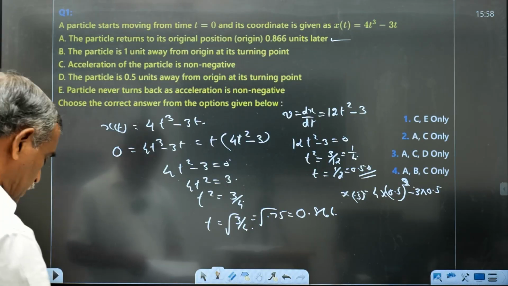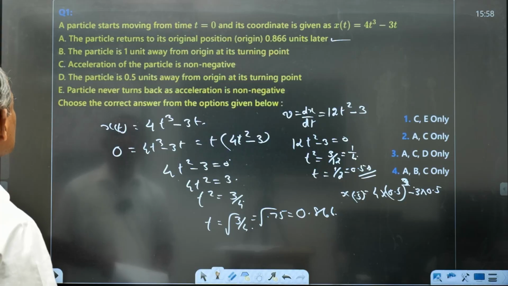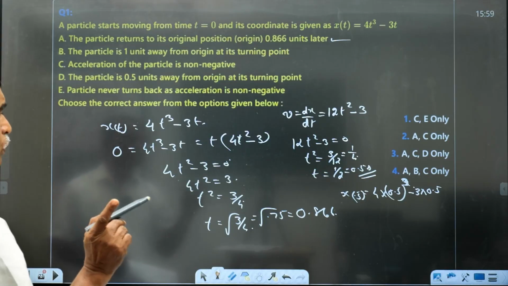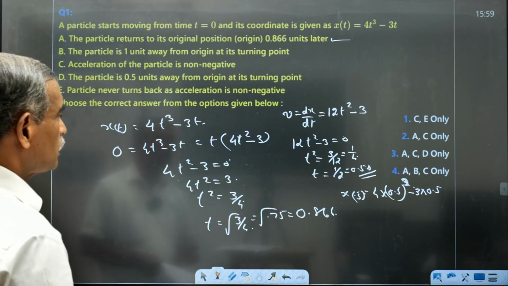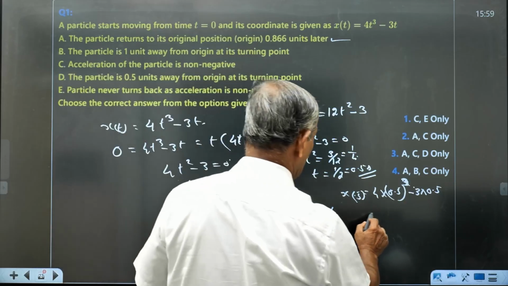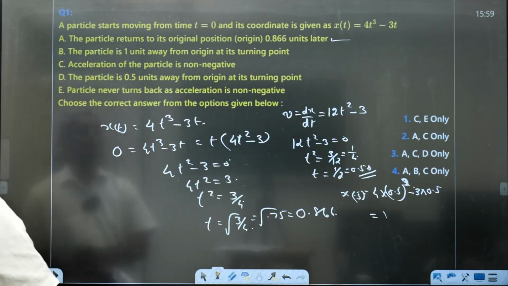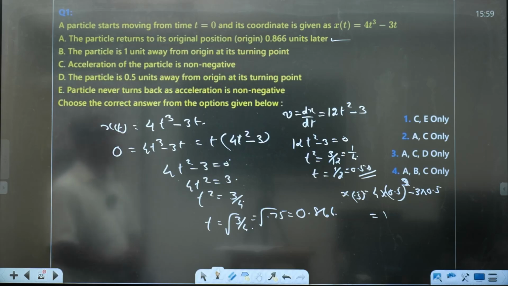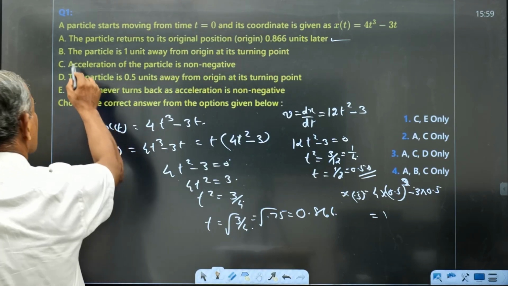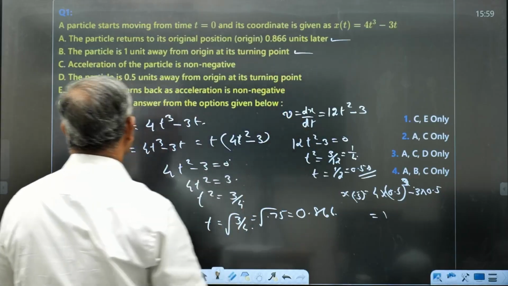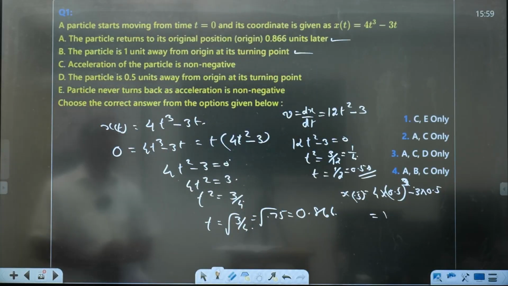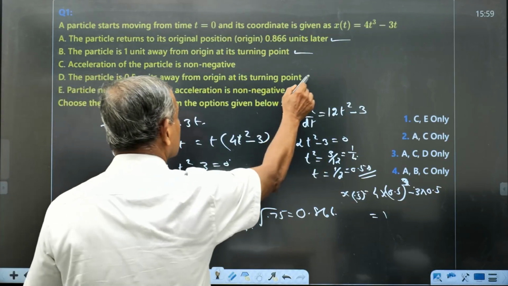That on calculation gives you the value 1. That means the particle is 1 unit away from origin at its turning point. So B is correct. If B is correct, the statement that the particle is 0.5 unit away from origin at its turning point is wrong.